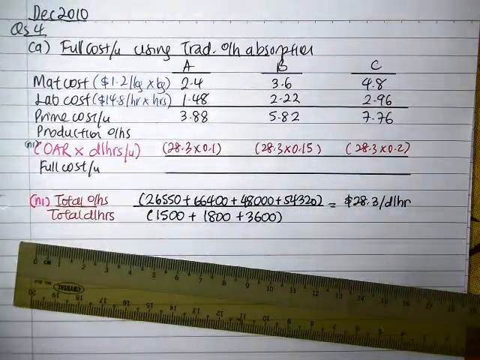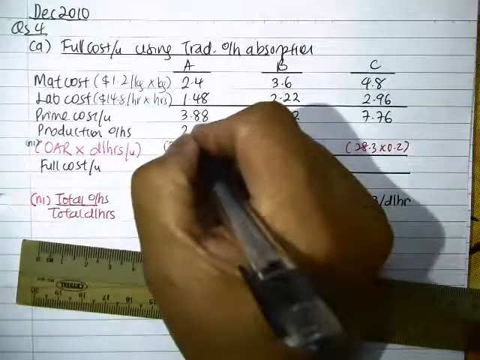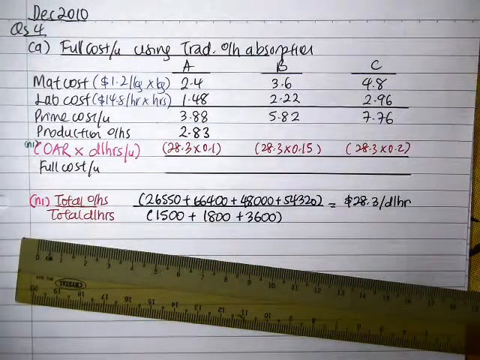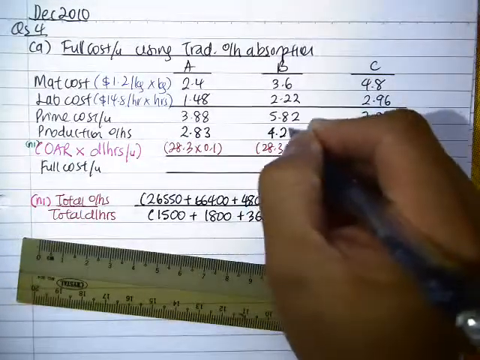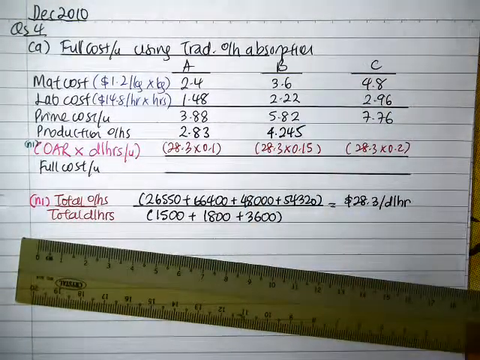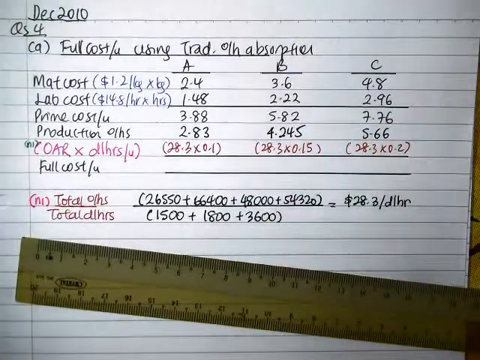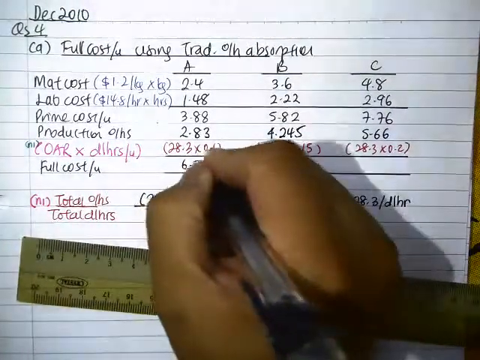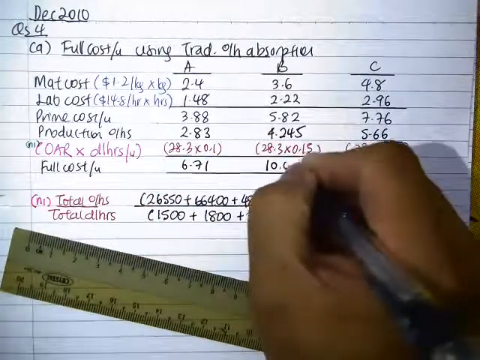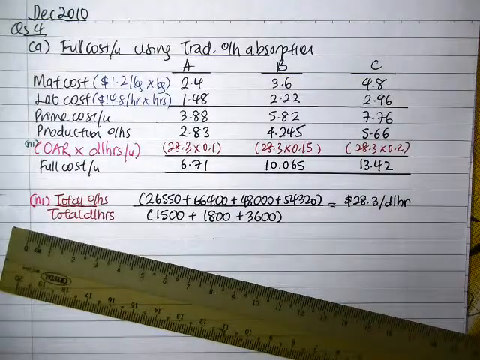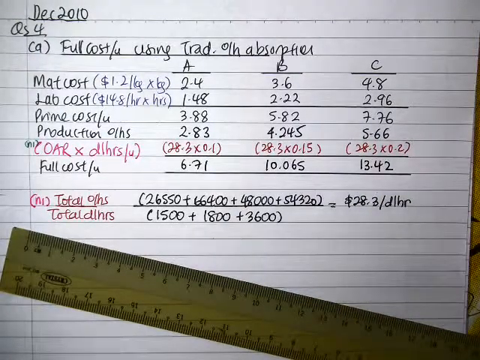That's it. So you're going to get 2.83, 4.245 and 5.66. So 6.71, 10.065, 13.42. Okay, this is not a very difficult part, right? That's really easy, 5 marks.